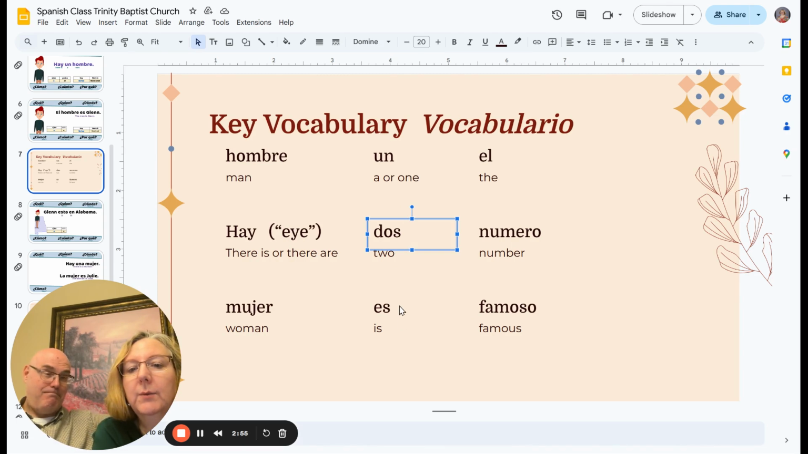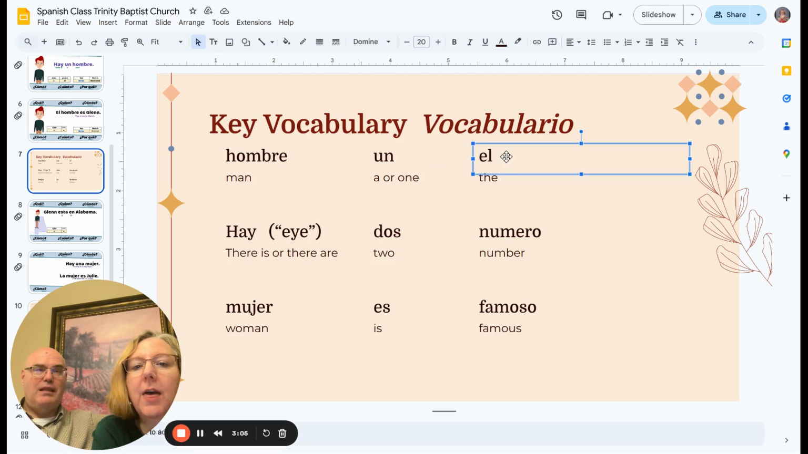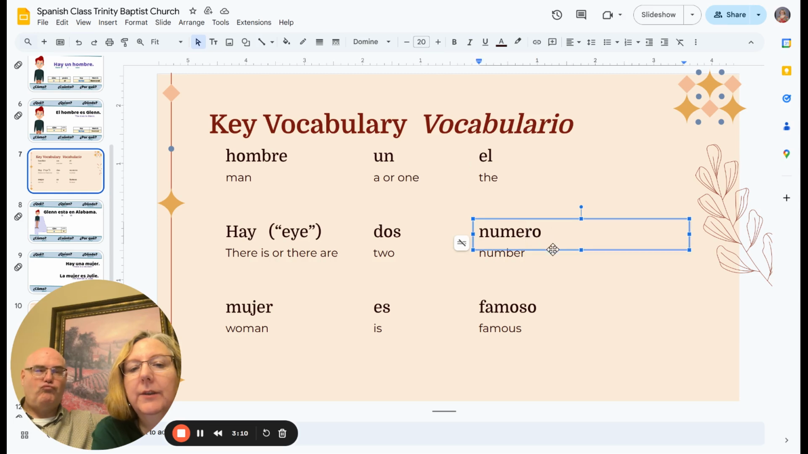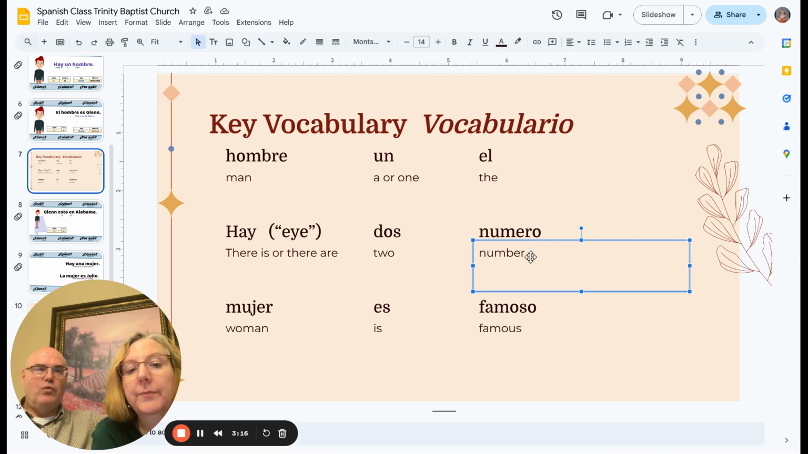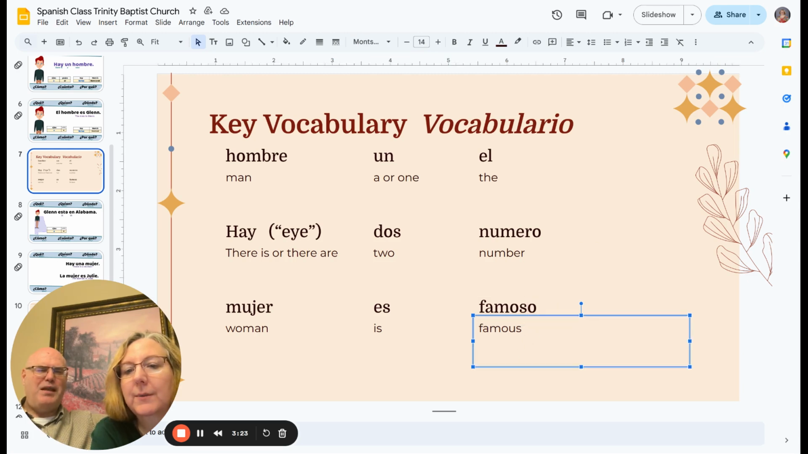Then we have the word es, which is a lot like the English "is". Es. Is. And we have el hombre, the man. Then we have, these get easier, número is the word for number. And famoso is famous. Famoso. I know you're having problems with an accent on the U. Número has an accent, I forgot it. It's okay.